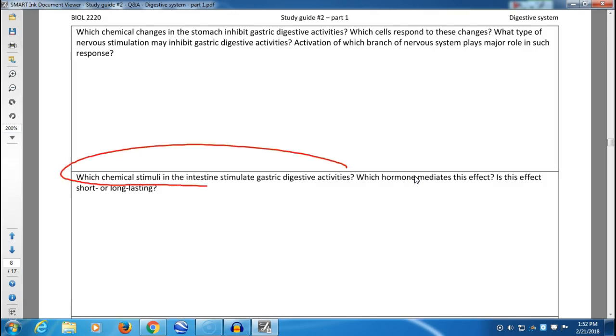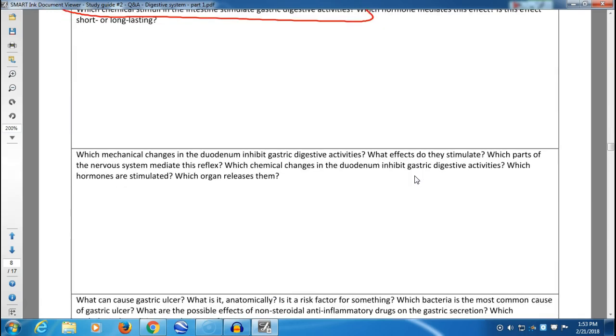Chemical stimuli in the intestine stimulate gastric digestive activities. So remember, food in the intestine, intestinal gastrin, short-term activation. Got it? Stretch of the duodenum, which means food in the duodenum, leads to the reflex inhibition of stomach, and CCK mostly will also inhibit stomach activities.